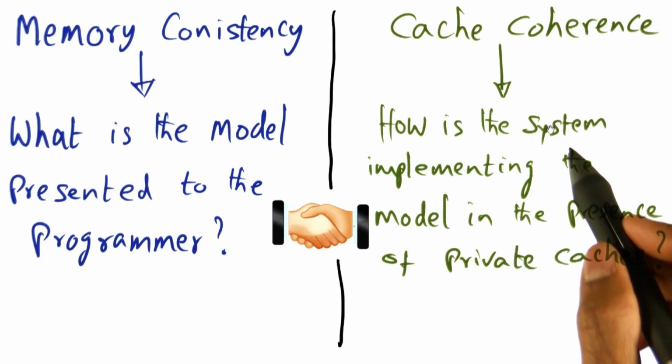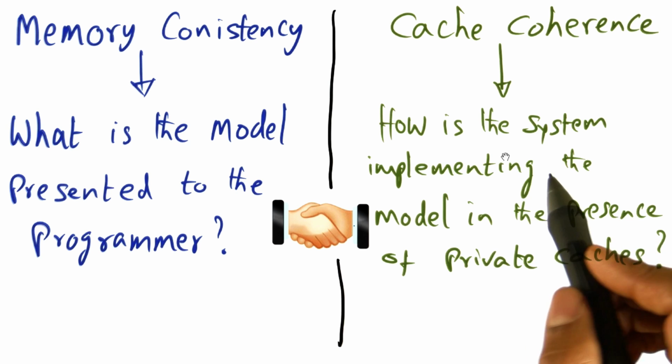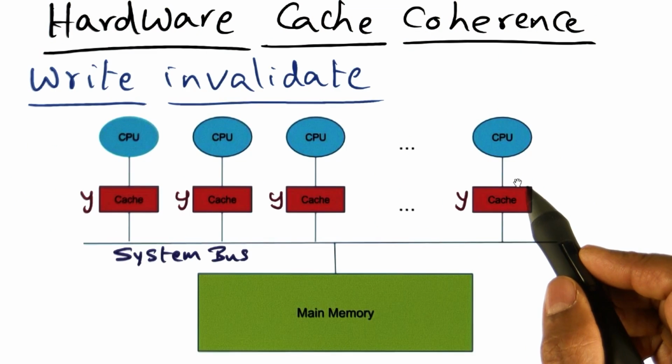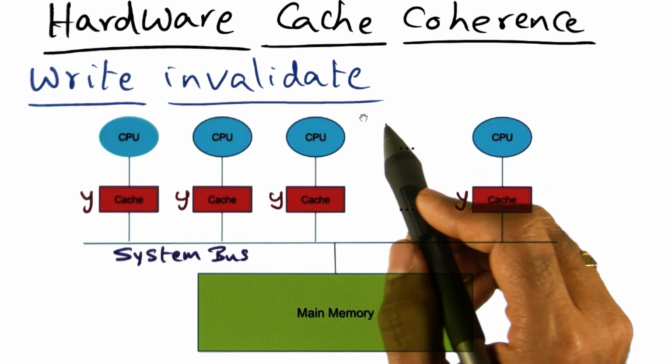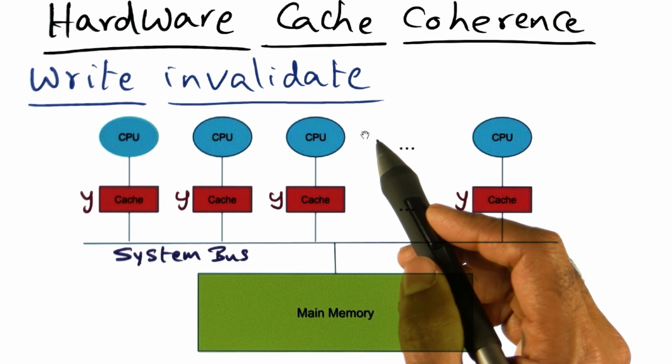Now let's focus on the hardware implementing cache coherence entirely, in addition to giving the shared address space. And there are two possibilities if the hardware is going to maintain the cache coherence. One possibility is what is called a write invalidate scheme.